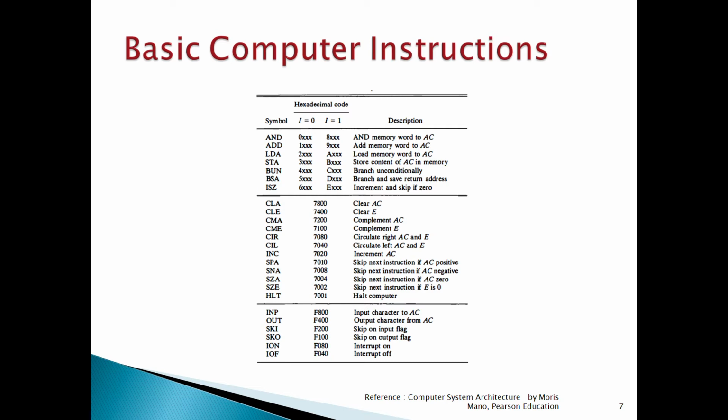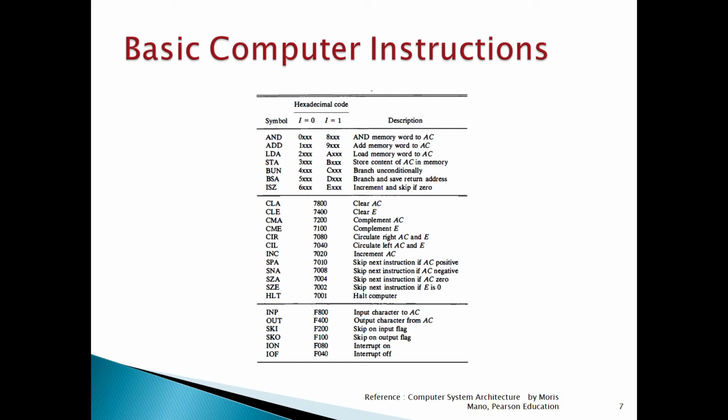BSA is branch and save return address. In this particular instruction, we use the stacks. Whenever we jump by breaking the sequence from one location to another, the return statement is used. Just like you recall the functions in the C language, there we go for the return statement. Then whenever that particular branch is completed, it will come to the next instruction to be executed in the sequence.